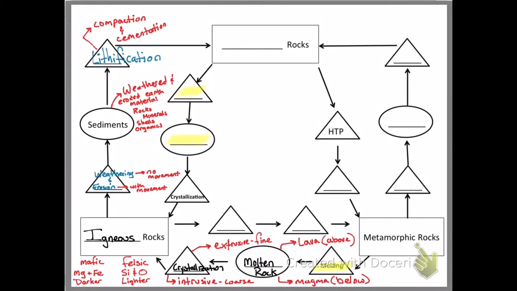Once the lithification process is complete, we now have our sedimentary rocks, and it's also important to note that there are three different subclasses of sedimentary rocks. First one we're going to talk about is clastic. A clastic sedimentary rock is made of weathered up bits of rocks and minerals that already exist.